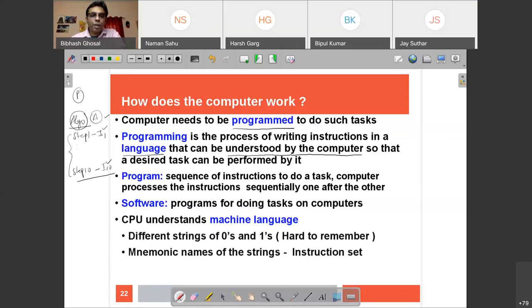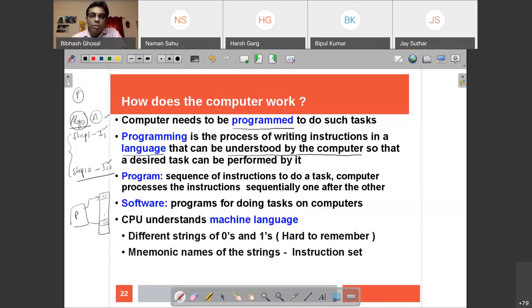Let's say this is the algorithm, I1 to I10. You put these I1 to I10 in the memory, and you tell the processor, see, you execute I1 first, then I2, then I3, in this way, go on doing up to I10. So the processor will execute one by one.